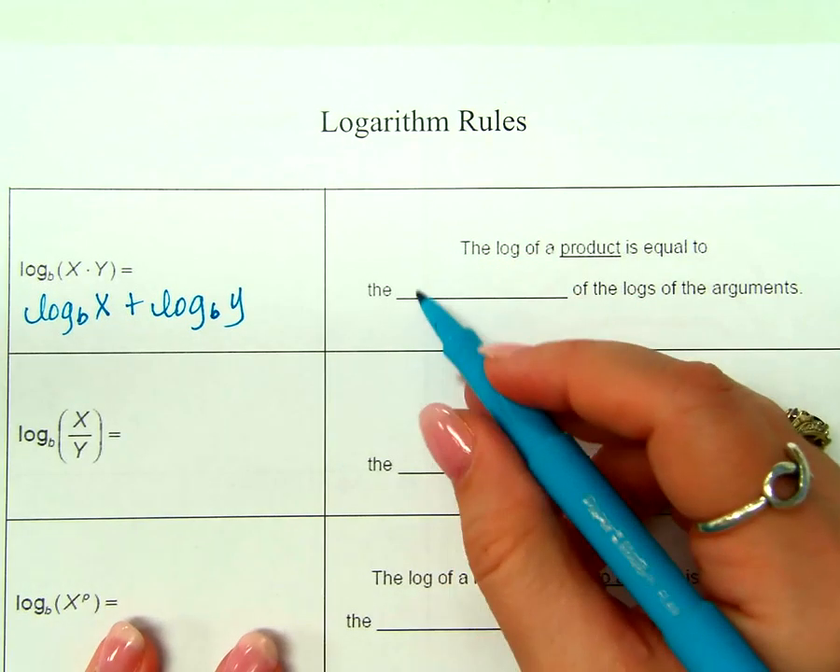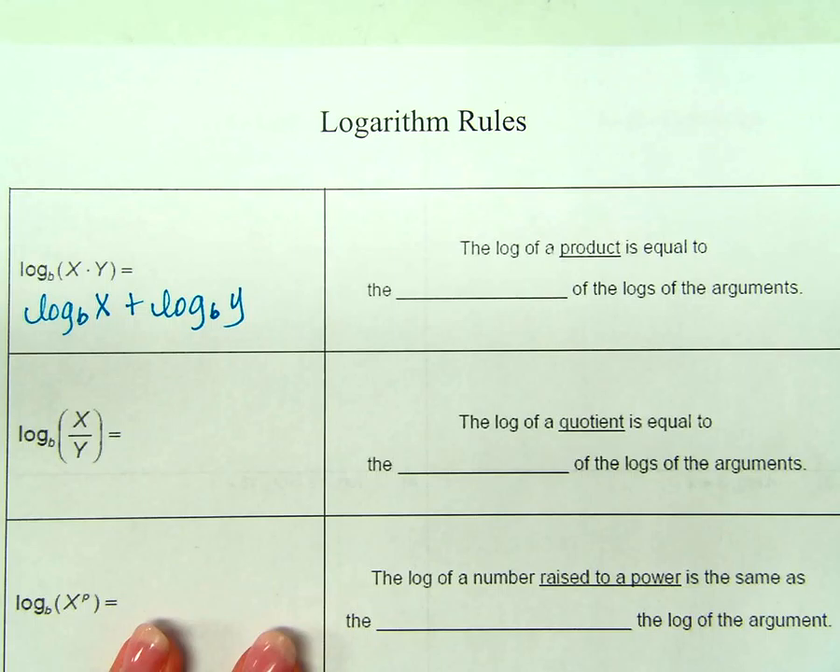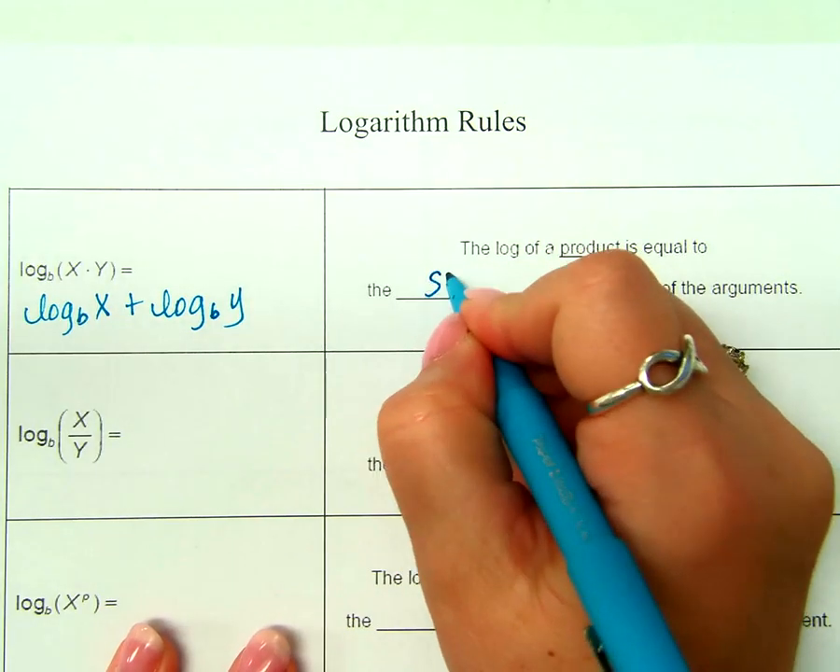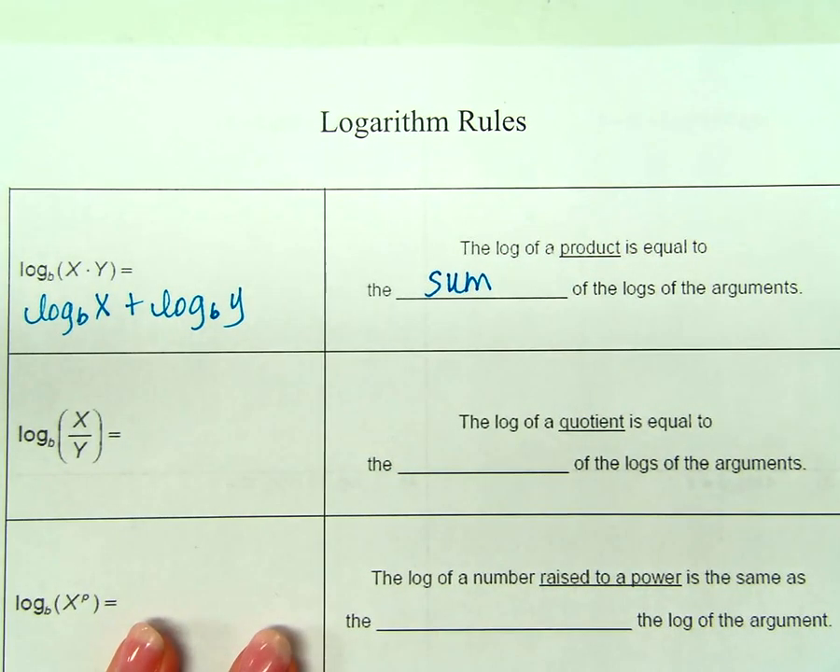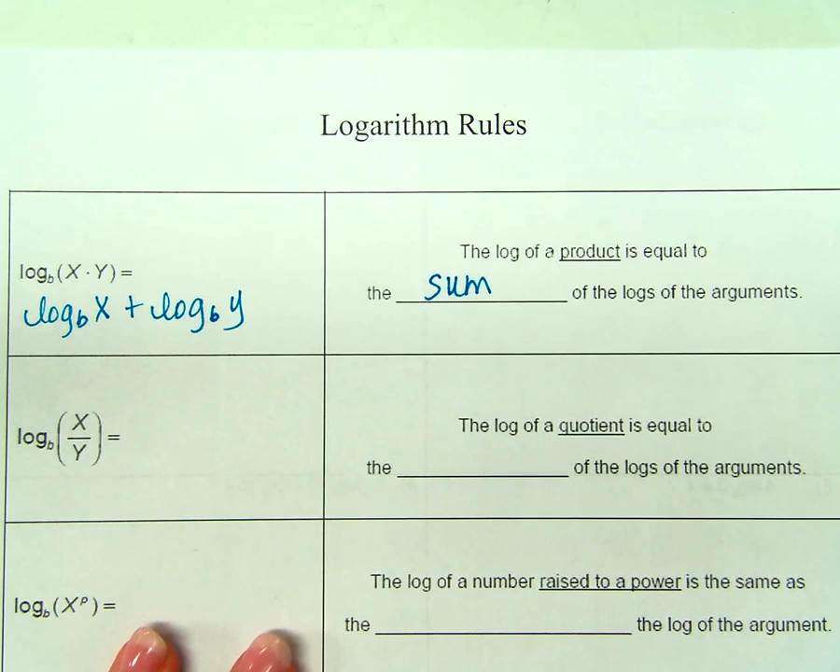The log of a product is equal to the... While addition is true, it doesn't really work in the sentence. But I'm glad you know it's addition, okay? The word we want is sum. The log of a product is equal to the sum of the logs of the arguments. Yes? Okay? What about this next one?